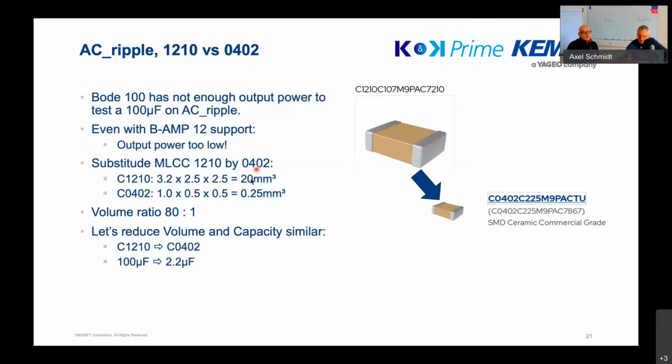And the 1210 has roundabout 20 cubic millimeters, and an 0402 has 80 times less volume. So we said, if we change the volume, we can also change the capacitance to get a similar capacity. So instead of having a 100 microfarad 1210 capacitor, we started using a 2.2 microfarad capacitor at 0402, to see if we get similar results.